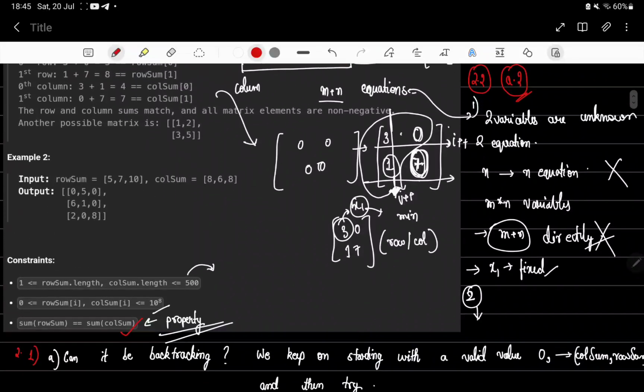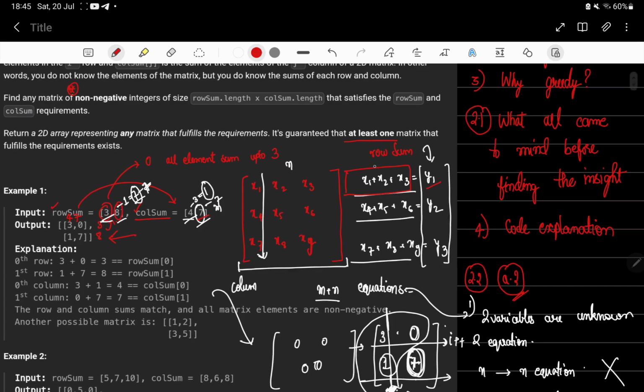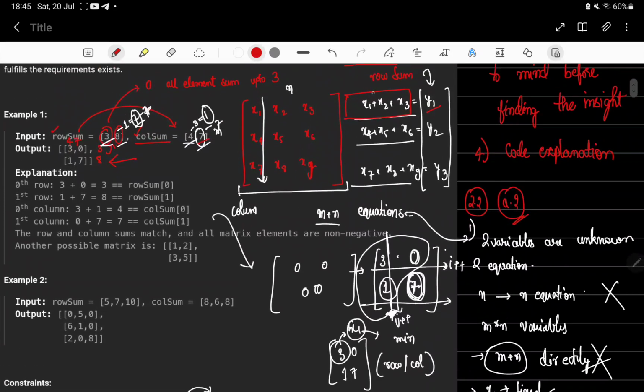Now what all came to my mind before I was going towards the greedy solution was, the first thing that came into mind was maybe equations might work, because this is at the end a mathematical equation. x1 plus x2 plus x3 is y1, which is given to us. We need to find out x1, x2 and x3. So suppose now we'll have m into n variables over here in this array of x's, and then we will have y's which are only m plus n. So now we have only m plus n equations to solve for m into n variables.